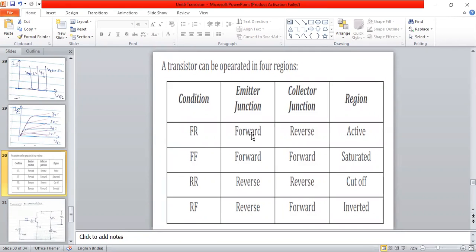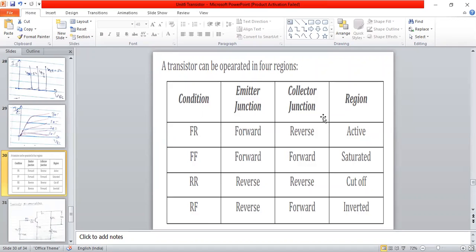So the emitter junction should always be forward. Yes or no? Yes, sir. So the emitter junction will be forward and the collector junction should be reverse. So the region will be active. Remember that one. This is the active region; saturated and cutoff they have also considered here.